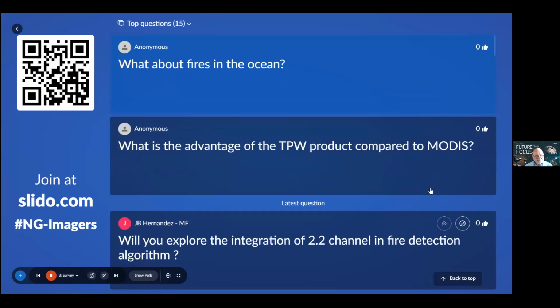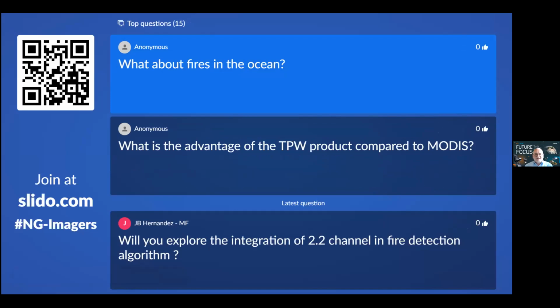What about fires in the ocean? Yeah, there are of course these oil platforms, etc., but the main emphasis was on land because that's what the users are asking for mainly, and therefore we are doing only fire detection on land. But in principle it's quite easy to change the algorithm also to detect fire on the ocean, on oil platforms, etc. Burning ships, whatever is on the ocean.